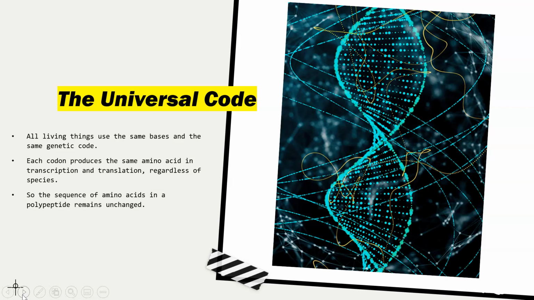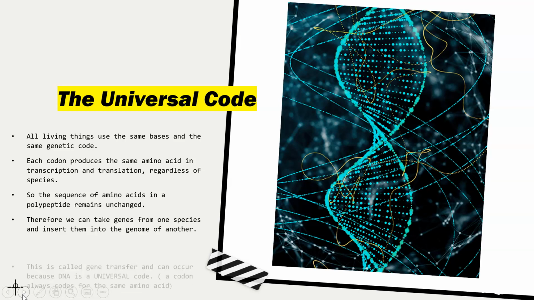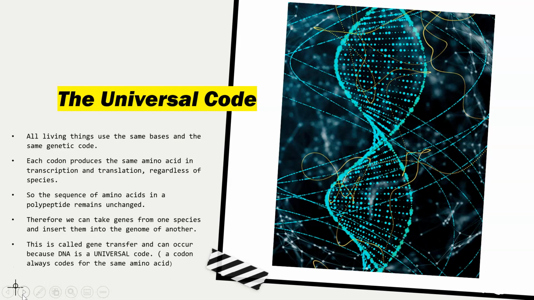The actual bases involved in making the polypeptide chain are the same for all organisms. So it is therefore possible to take genes from one species and insert them into the genome of another, because the actual structure of the DNA is the same. We call this gene transfer, and it's why our DNA can be called this universal code.